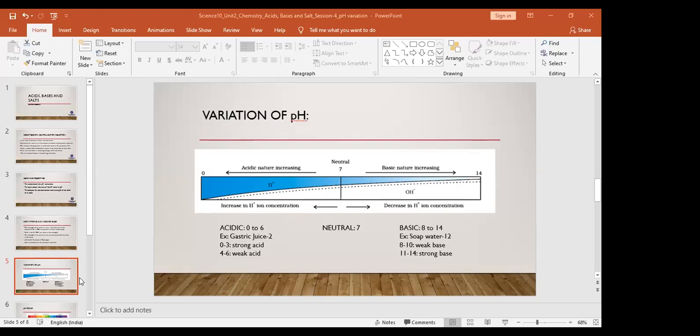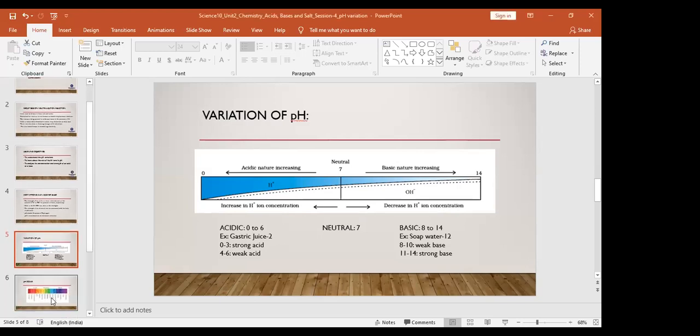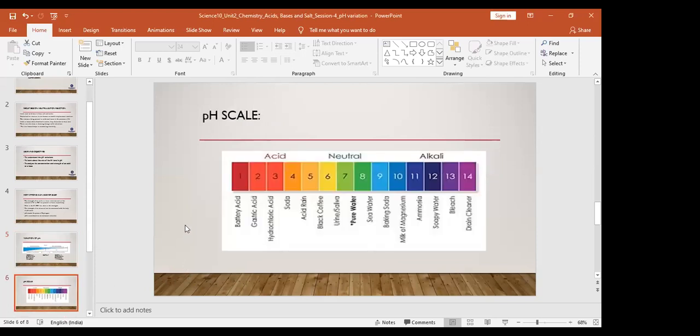Yes. My next question goes to Varda. Varda, looking into the pH scale, can you tell me what is the pH of pure water? Ma'am, it's 7. The other name for pure water is? Ma'am, it is the normal water. No, it is distilled water. Distilled water.